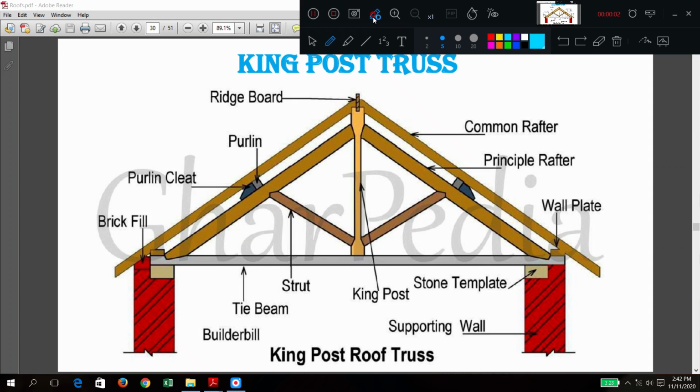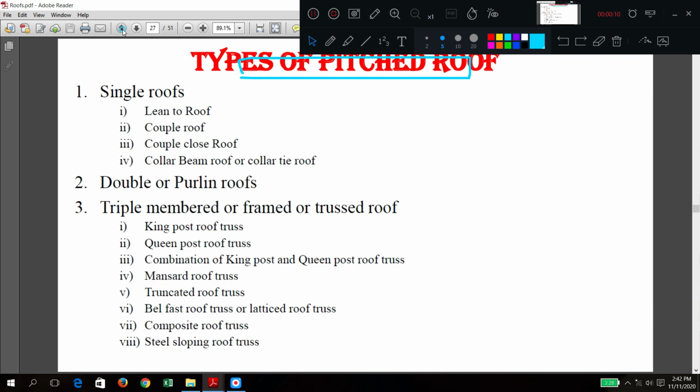Good afternoon. So we have started the discussion on the king post truss. In the previous class, we started discussing the types. In that, we completed the single roof, where all four categories have been discussed. In double roof, only one type, and that is also discussed.